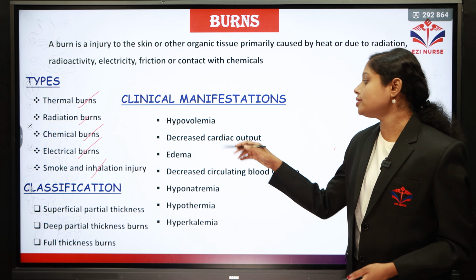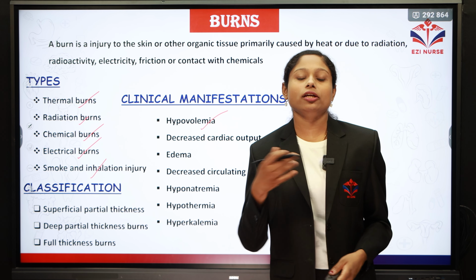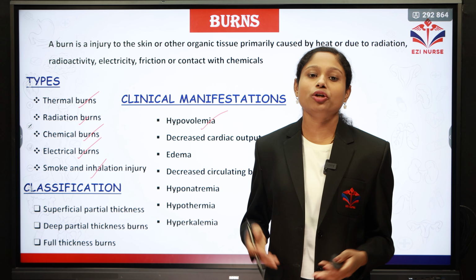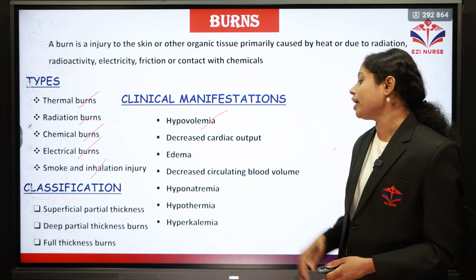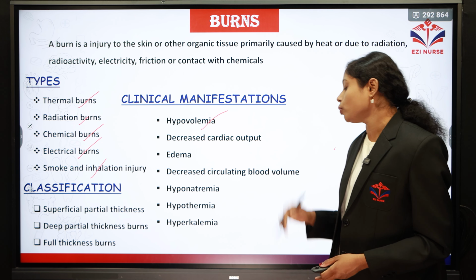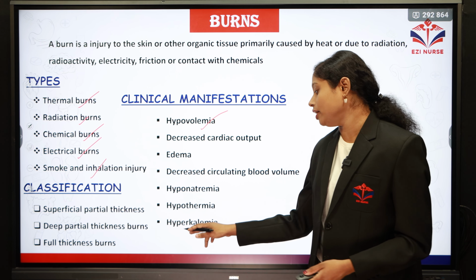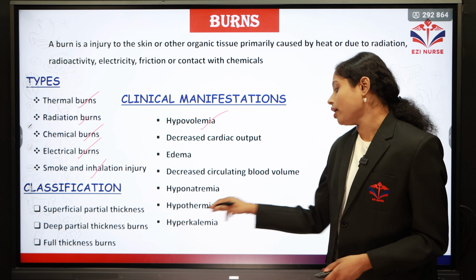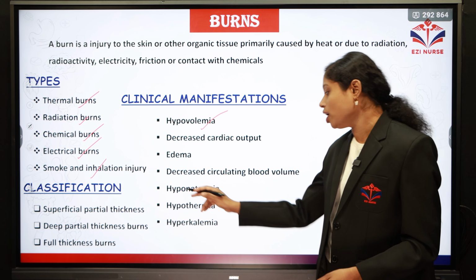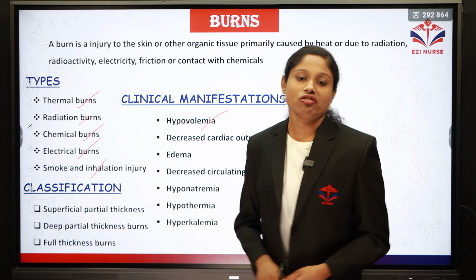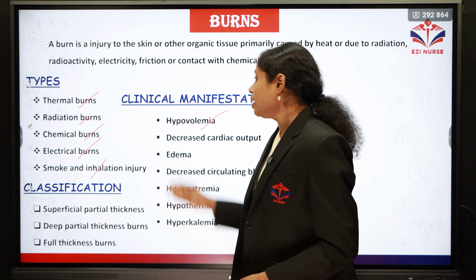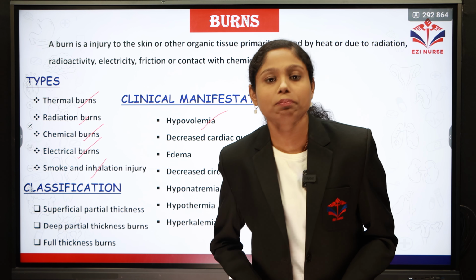Let's discuss. It is hypovolemia due to the heat production. So water will be lost from the body. So hypovolemia, decreased cardiac output, edema, decreased circulating blood volume, hyperkalemia, increased potassium level, hypothermia, decreased body temperature, hyponatremia, decreased sodium level. So these are the main clinical manifestations in the case of burns.